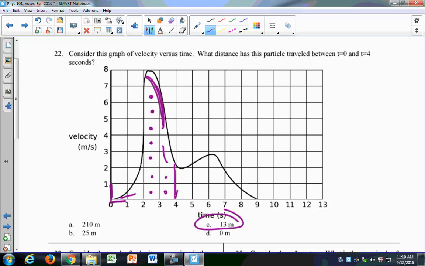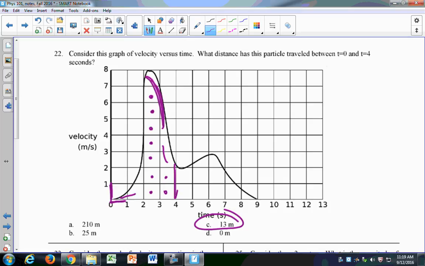I thought it was more difficult than just counting. Well, it is. You're calculating the area. Yeah. But we're just counting the squares because each square is 1 unit by 1 unit. And so each square represents 1 meter.